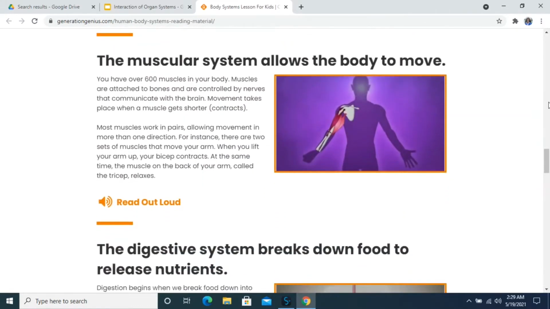The muscular system allows the body to move. You have over 600 muscles in your body. Muscles are attached to bones and are controlled by nerves that communicate with the brain. Movement takes place when a muscle gets shorter or contracts. Most muscles work in pairs, allowing movement in more than one direction.